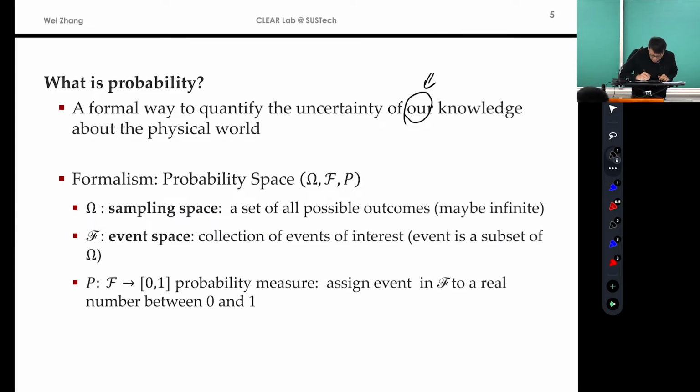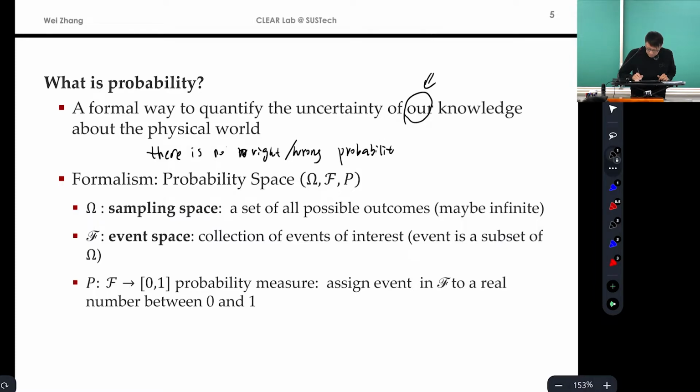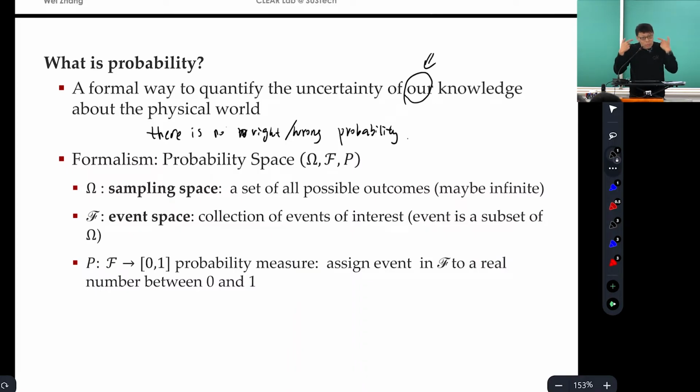So there is no right or wrong probability, I would say. It's all about whether it truly reflects what you really believe. That's the key importance. There's no complete right or wrong; it's your own belief.